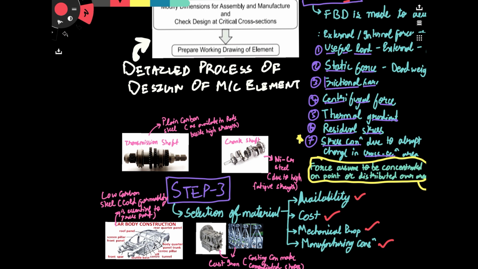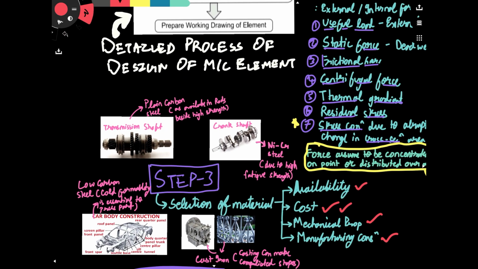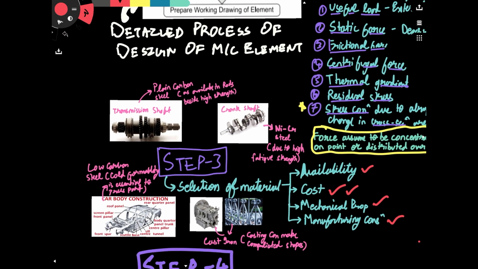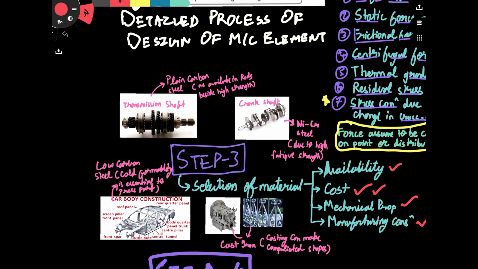Next thing is cost. Why is cost very important? Because you all have a budget before designing, right? If you don't want to exceed that budget, the cost plays a very important role. Mechanical properties are also very much important, because at the end of the day your design should be robust enough to survive the entire life cycle. Next thing is manufacturing considerations, which are to be done in order to make the component easy to manufacture. So these are the few things we consider when selecting the material.